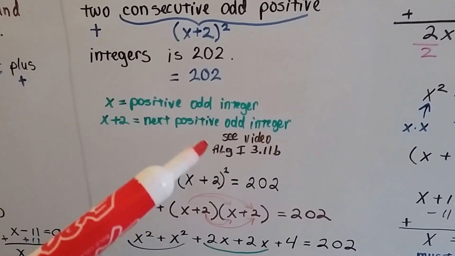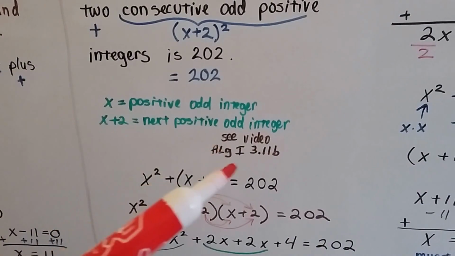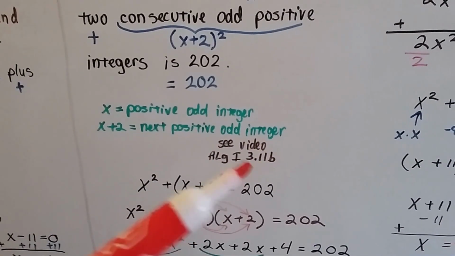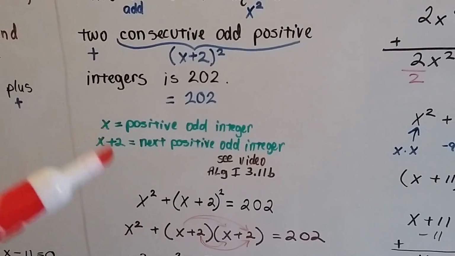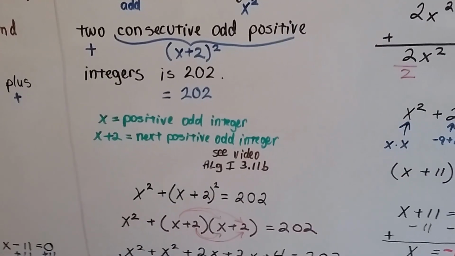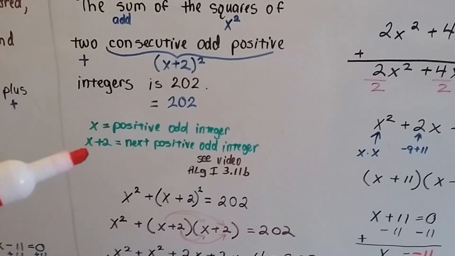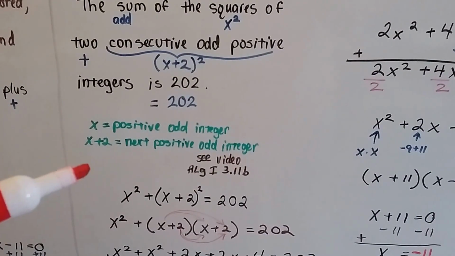If you're confused about this, you need to go and see Algebra 1 3.11b, and there's going to be a link in this video's description to show you how to do consecutive even or odd integers, okay? So I'm going to assume that you know how to do that, and we're going to continue on.